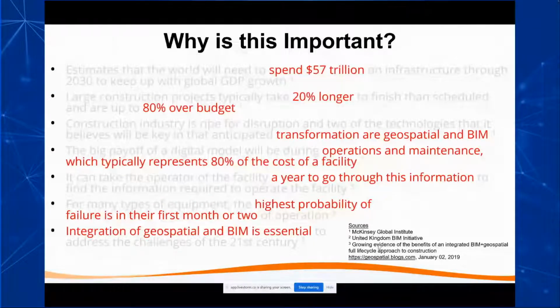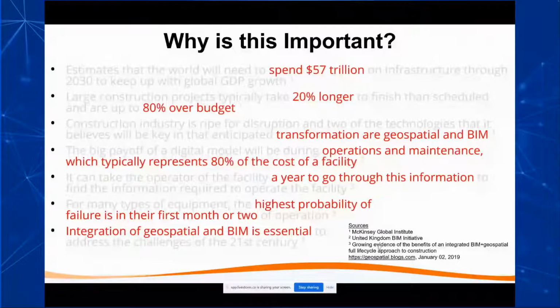So if anyone's interested in reading these full articles. But what we're looking at as a world here is spending $57 trillion on infrastructure through 2030, which is not that far away. And it's going to take these projects often 20% longer and 80% over budget. So trying to make these projects more efficient through the use of digital twin is important. But then in order to do that, we need to really transform how we're doing a lot of this work.